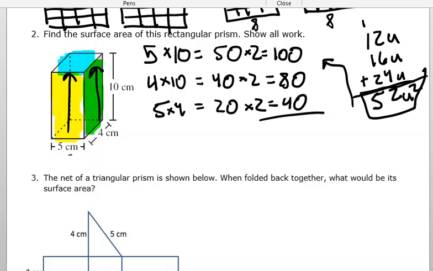So I add these together. I have 100 plus 80, which is 180, plus 40. And I have 220 centimeters squared. And so those are my rectangular prisms.